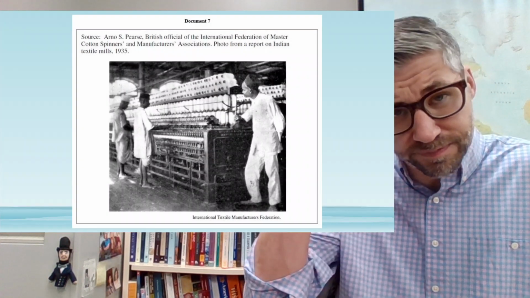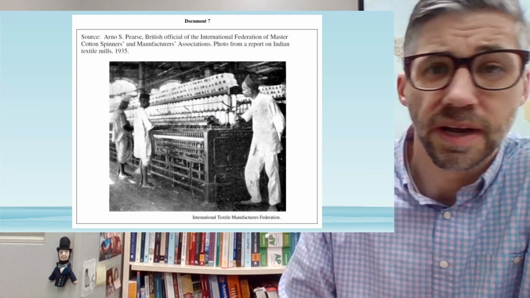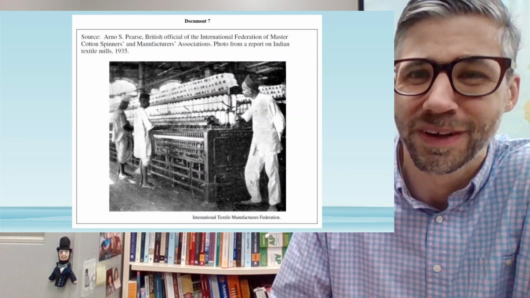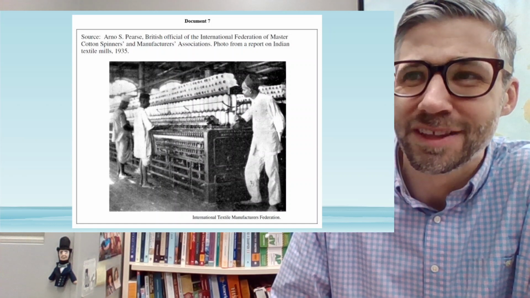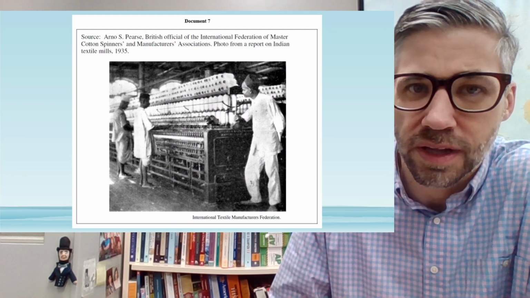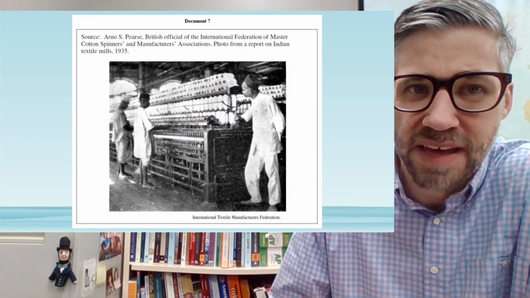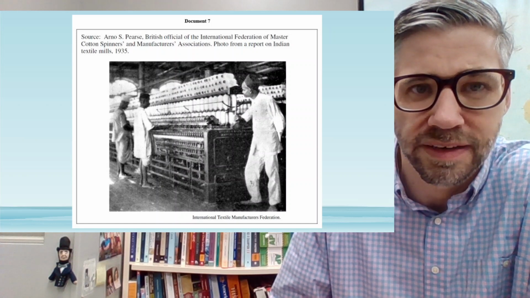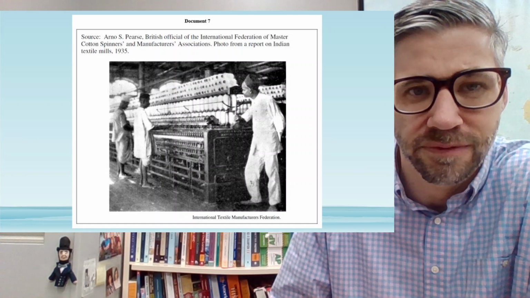Finally, document 7. Another photograph. Photos can be fun to source, I should say. The source here is Arno S. Pearse, British official of the International Federation of Master Cotton Spinners and Manufacturers Association. The photo is from a report on Indian textile mills in 1935.